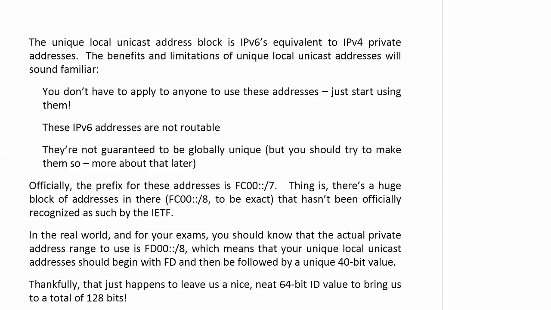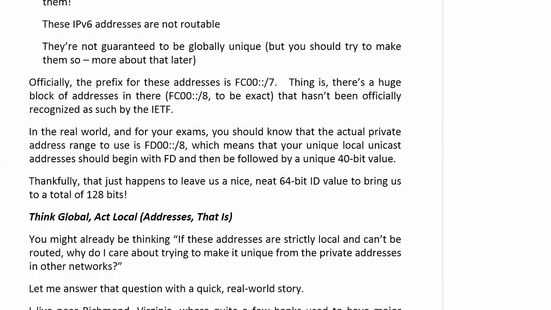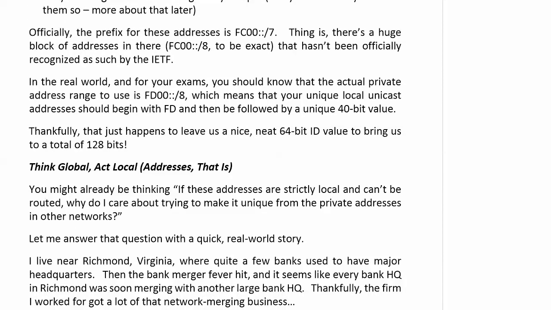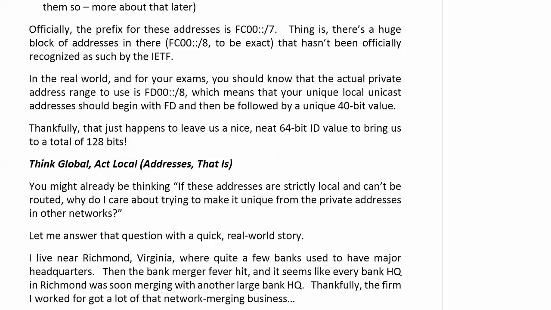Well, let me answer that question with a little real-world story. Now, I live near Richmond, Virginia, and this is an area where quite a few banks used to have major headquarters. Now, we still have a lot of bank HQs in Richmond, but not as many as we used to because we don't have as many banks as we used to. You might have heard a little something about this.